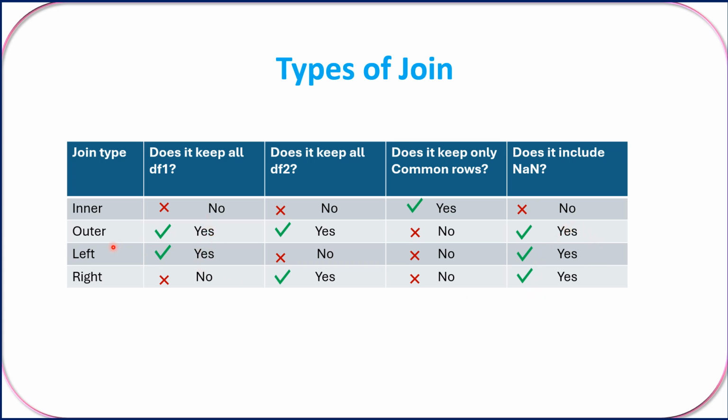And here, of course, in outer, we'll have both data frame 1 and data frame 2 all details, whereas it doesn't have the common detail alone. For the left join, same, no will be there because there's no common detail. It is only about the data frame 1, so it will not have the data frame 2 details. And the opposite will be done in the right, where data frame 2 details will be available here, whereas data frame 1 will not be available, and NaN values will be available here.